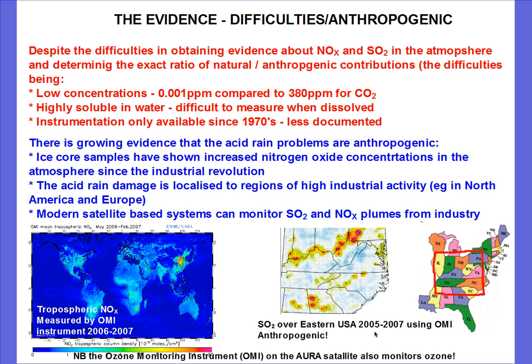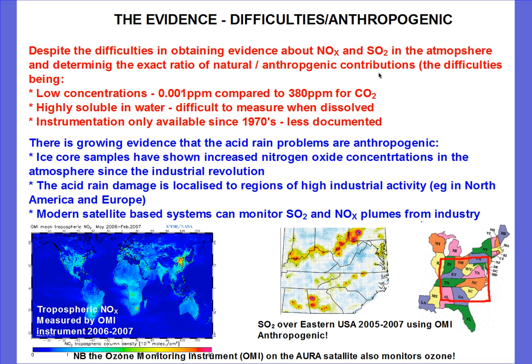This is a measure of sulfur dioxide over eastern USA in 2005-2007 using that same instrument. And I'll move this down a bit to show you the exact region. It's this region of America here on this map, and you can see it's the big cities where sulfur dioxide is being produced. Hence, the sulfur dioxide problem is obviously anthropogenic.